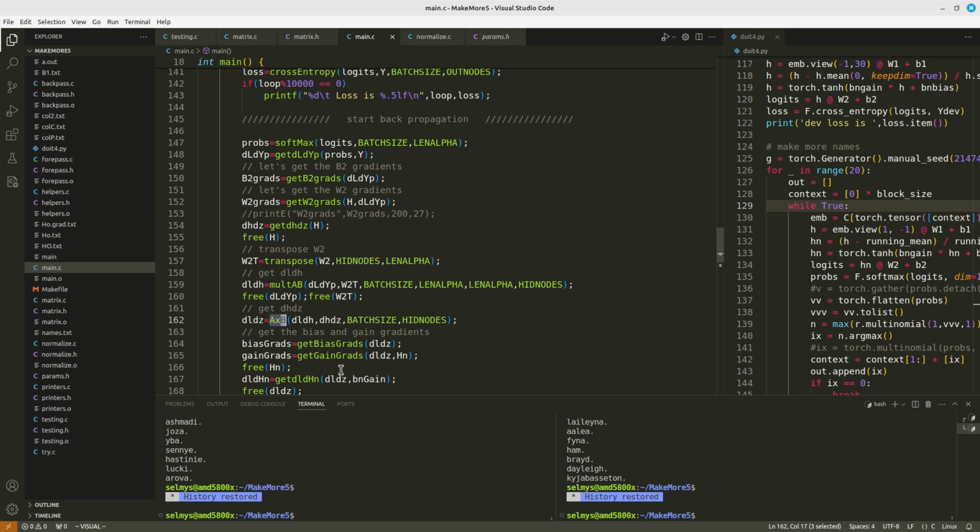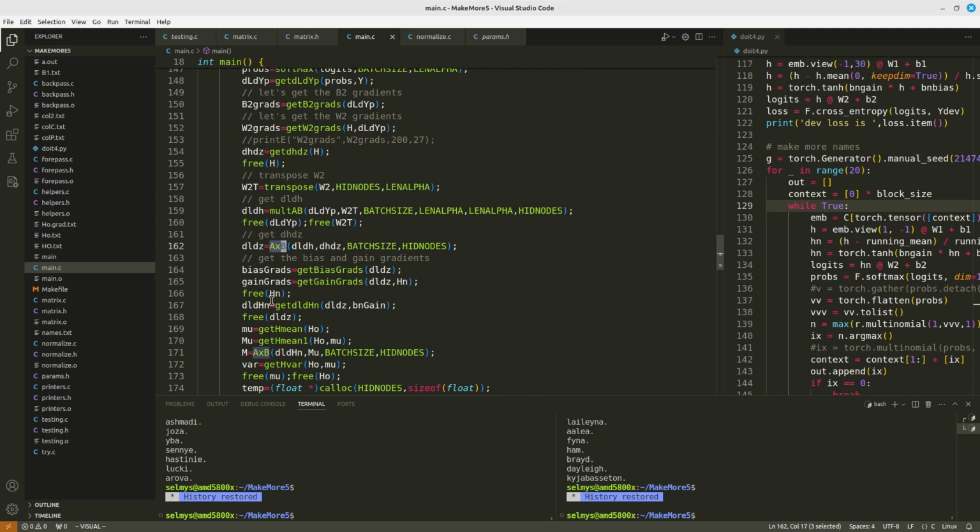And then we get the bias grad. So see how we're moving backwards through the network. We get the bias grads, which are basically the shift, the beta grads. We get the gain grads, which is the gamma.